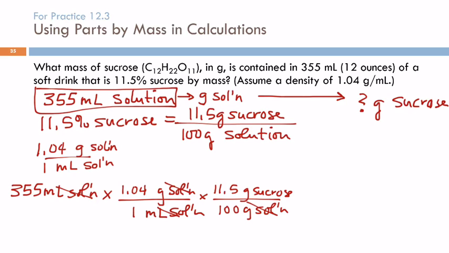So now we just do the math. 355 times 1.04 times 11.5 divided by 100. How many significant figures should my answer have? 3. So 42.5 grams of sucrose. That's a lot of sugar.